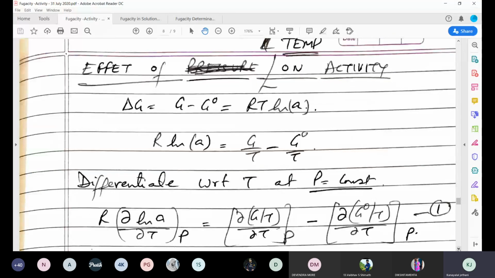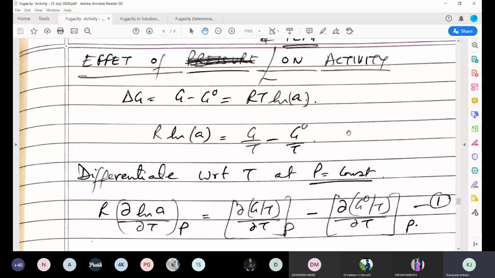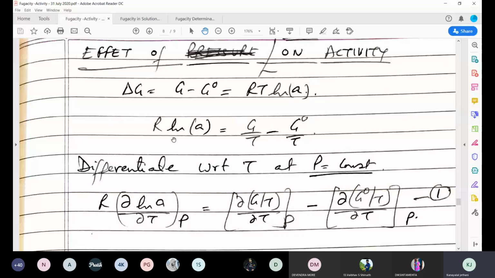So we know delta G is equal to RT ln a. And if we divide by T, we get R ln a is equal to G by T minus G0 by T. Again, we are doing the same thing which we did for fugacity and chemical potential, right? We did it like this here also because we get a simple form. So differentiate with respect to temperature at constant pressure. What you get is R, partial ln a by partial T at constant pressure, is equal to partial of G by T by partial T at constant pressure minus partial of G0 by T by partial T at constant pressure, from this equation here. Differentiation.